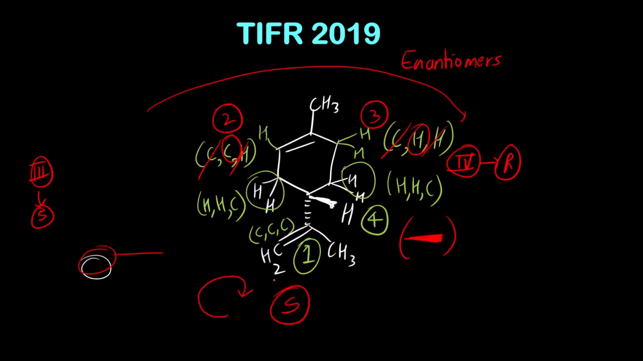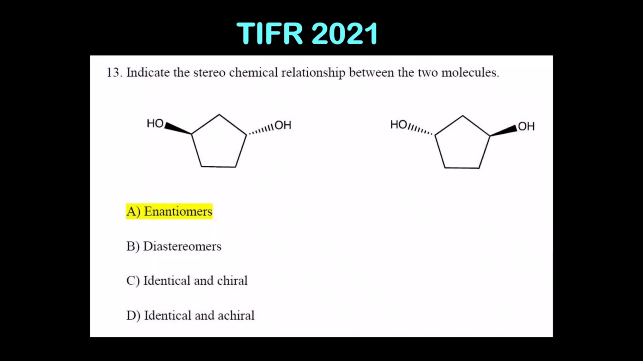Now let us see the next question. This is a question from this year's paper, that is the TIFR 2021 paper. Here again two molecules are given and we have to find out the relationship between these two molecules, whether they will be enantiomers, diastereomers, identical and chiral, or identical and achiral. So the best way to find out the stereochemical relationship is to find out the RS nomenclature.